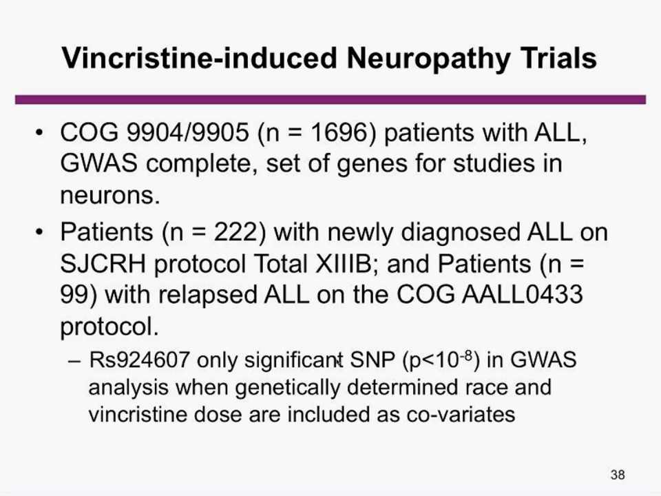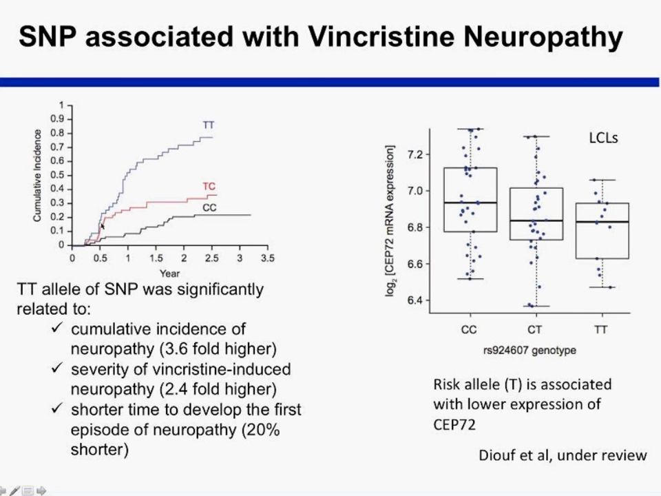And the one SNP that came up was significant when corrected for Bonferroni in the GWAS analysis, and when genetically determined race and vincristine dose were also included as covariates, it continued to be significant. For individuals, and these are children that were evaluated, that carry a TT allele, the cumulative incidence of neuropathy is much higher than those who carry a TC or a CC allele. This is measured as cumulative incidence, where they see a 3.6-fold higher incidence, the severity of vincristine-induced neuropathy, where it's 2.4-fold higher if you carry TT, and a shorter time to develop the first episode of neuropathy if you carry the TT allele.